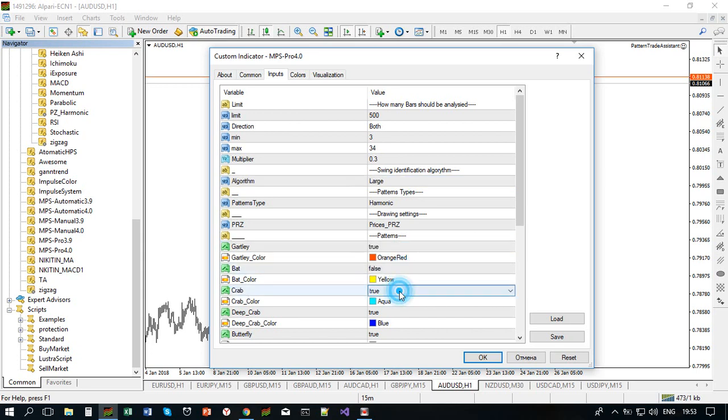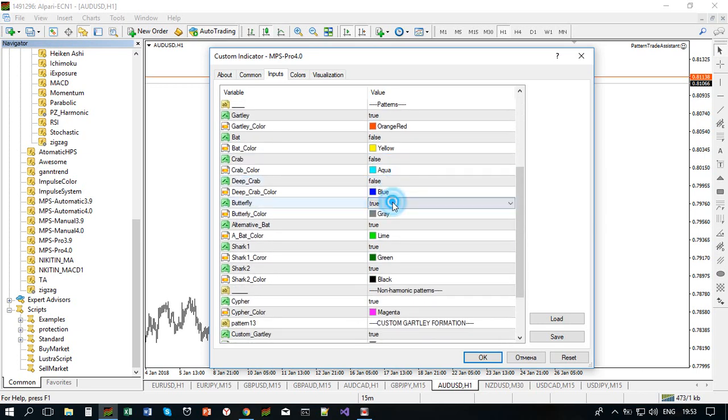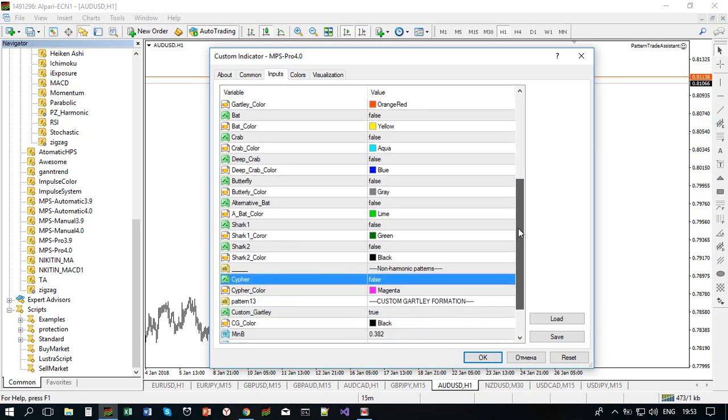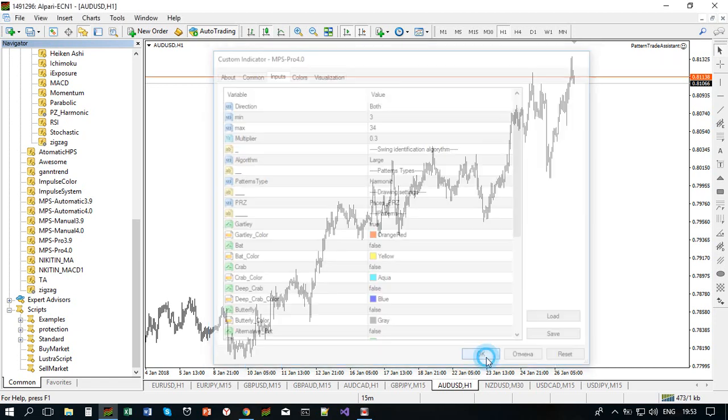I will disable everything else to isolate this pattern, only to show you that Gartley, because we are concentrated on that Gartley only. Okay, disable Cipher. Cipher is not harmonic, so it won't work here. The software is very smart. If you enable, let's say, advanced patterns, and then you enable Crab and Deep Crab, they will be true, but it won't draw them because you know that Crab and Deep Crab are not advanced patterns at all.